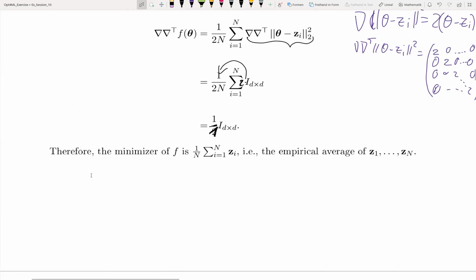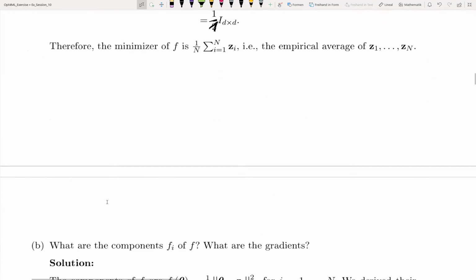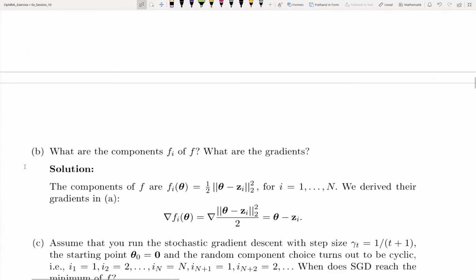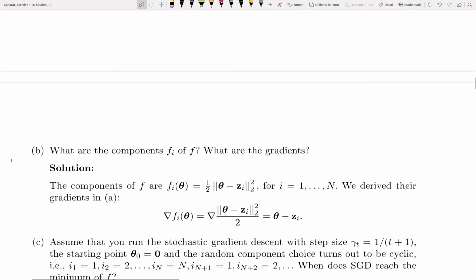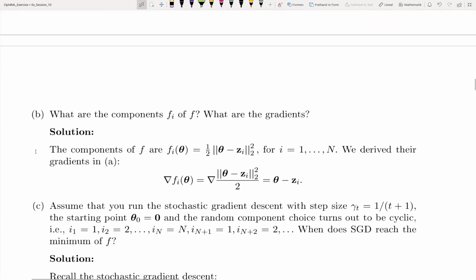But now we have verified that this is the case. So it's common knowledge, but here we have now verified it explicitly that the empirical average is indeed some kind of the central point, minimizing it in terms of Euclidean distance.